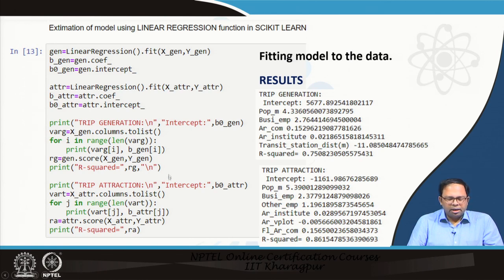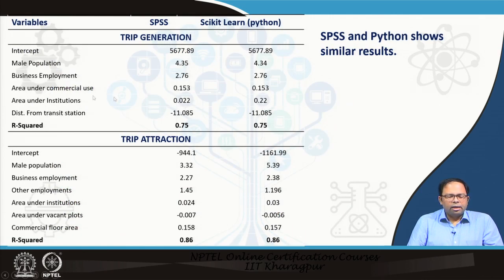And so, we have done that over here, and we have also printed the different statistics, and these are the results you can see. So, trip generation intercept is printed, and then we have to print all the other columns, and then we also have printed the total R square value and so on. So, we get the results over here. All the variables you can see, and each variable and their coefficients are also listed. And over here for trip attraction, the same has been done. All the variables and their coefficients are also listed. And finally, we see that this is the result.